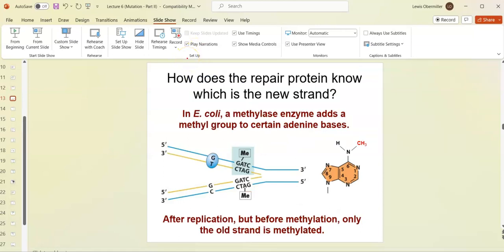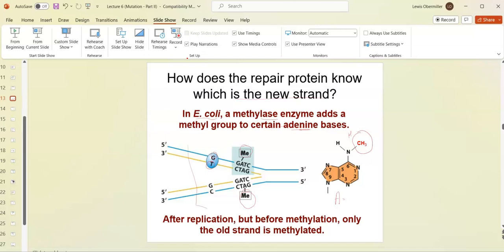Now, it could be this strand or this strand, right? We don't know which strand it is. So one of the ways that it can distinguish between the two strands, and this is in E. coli, is an enzyme called methylase, and it adds methyl groups, in this case here. So normally there would be a hydrogen, but it's methylated to the A bases, right? So this is an adenine. And so here this is just showing that this strand is methylated, this strand is methylated, right? So the original strands are methylated.